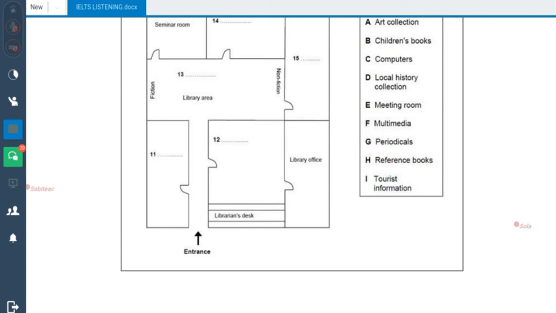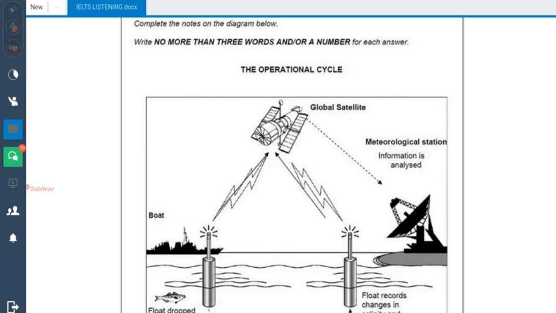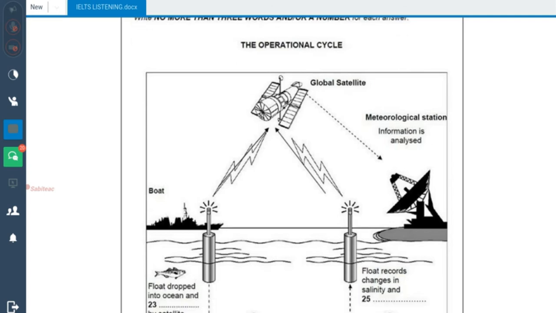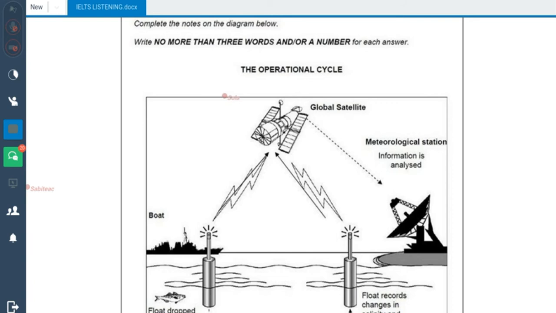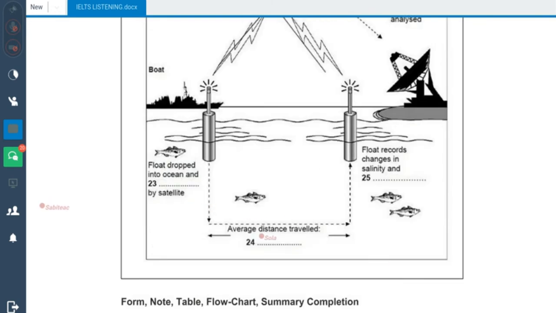All right, let's look at an example of questions attached to a diagram. So this is an example of a diagram. It's still the same process. You'll be given some time to look at the diagram, and this diagram contains three questions: questions 23, 24, and 25. So remember, you'll be given some time to look at the questions.